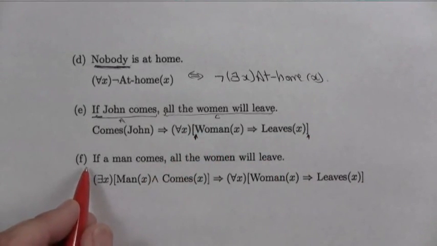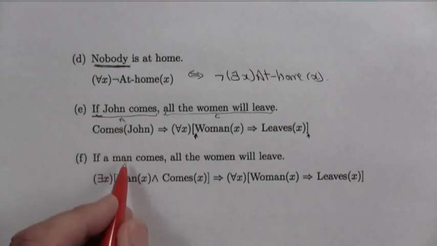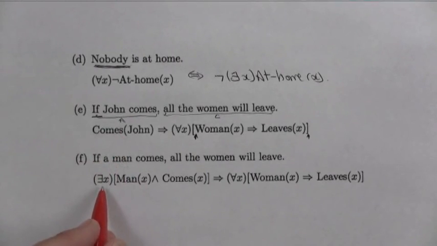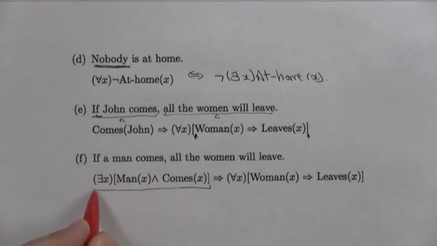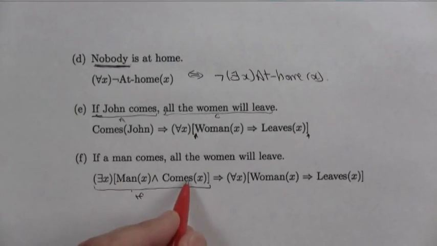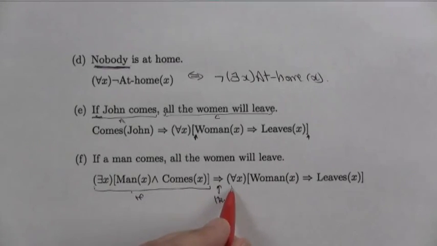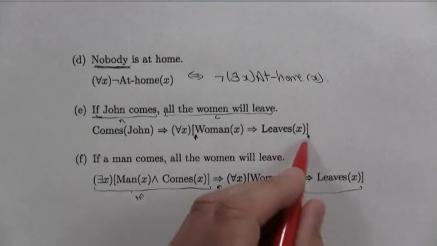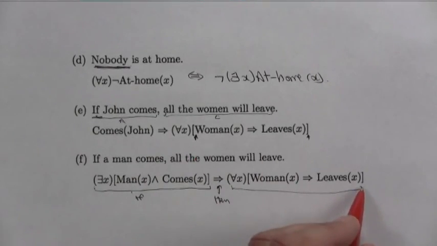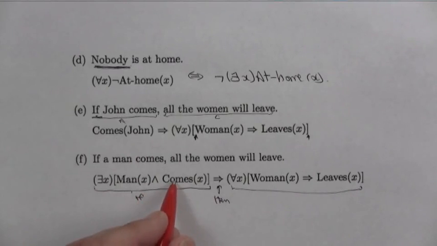Alrighty, part F. If a man comes, all the women will leave. In this case, it's not a single person, John, it's any old man. So we have to say, if there is an x, so here's the if part: if there is an x who is a man and who comes, then we've got the consequence that every woman leaves. This is the same as the previous thing. So this still says every woman leaves, but instead of saying John comes, I'm saying there is an x who is a man and who comes.